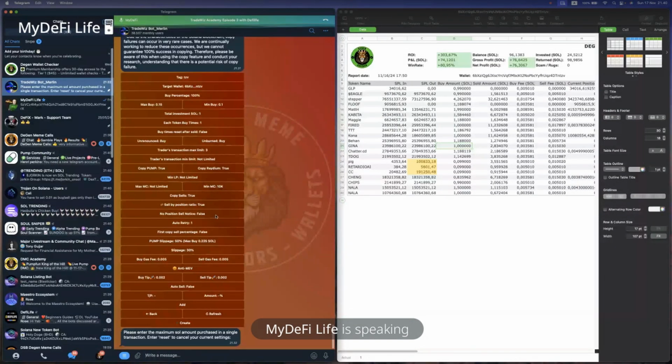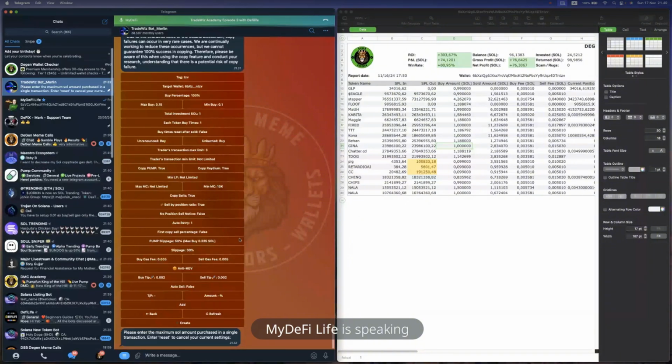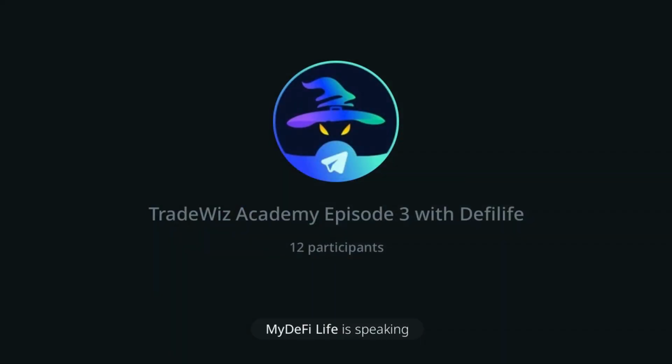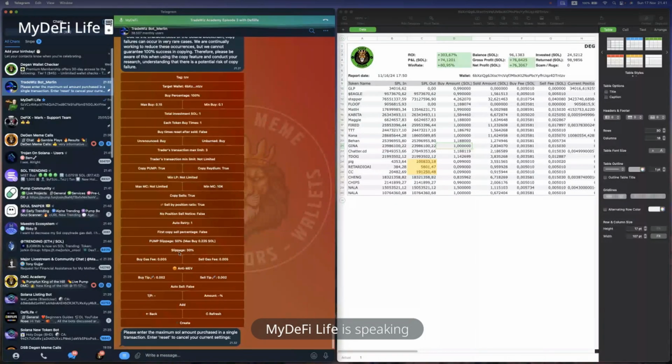Auto retry, I'll leave that at 1. First copy sell percentage false, I don't worry about that. Pump slippage 50% and slippage 30%. I will leave this for now, but if things start to fail, if Solana is a bit congested, I will up this incrementally, like 35, 40%, until things start succeeding again.